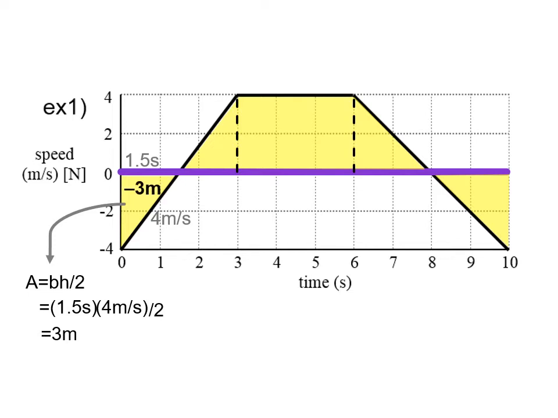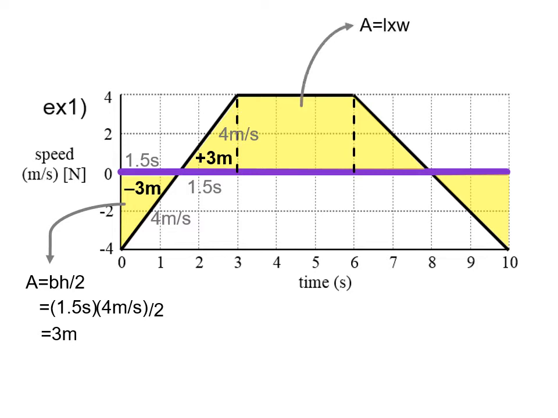The next triangle also has a base of 1.5 seconds because it goes from 1.5 seconds to 3 seconds. It also has a height of 4 meters per second because it goes from 0 up to 4 meters per second. So those are the exact same dimensions. So again, it will be 1.5 multiplied by 4 divided by 2, but this time it's going to be positive 3 meters because this triangle is above 0.